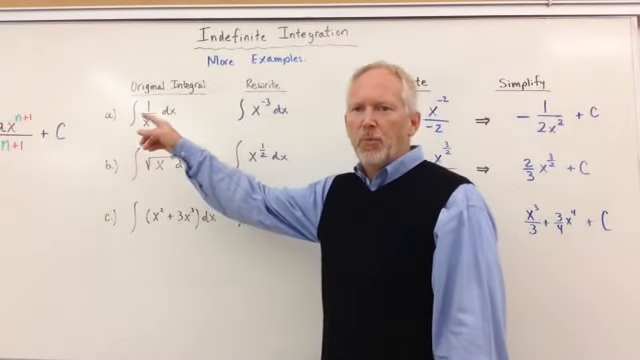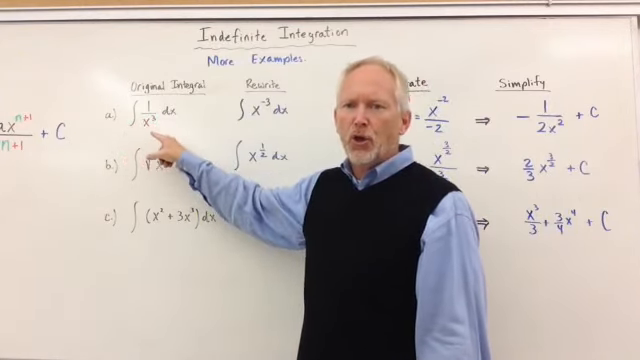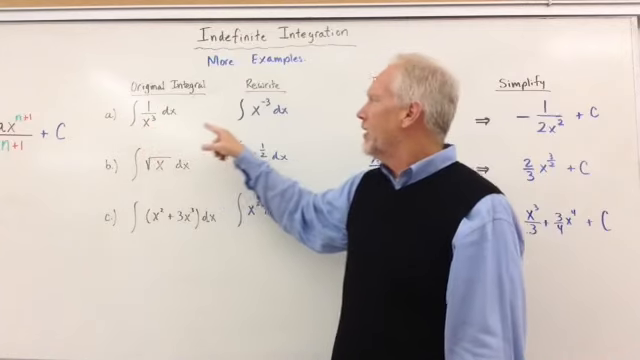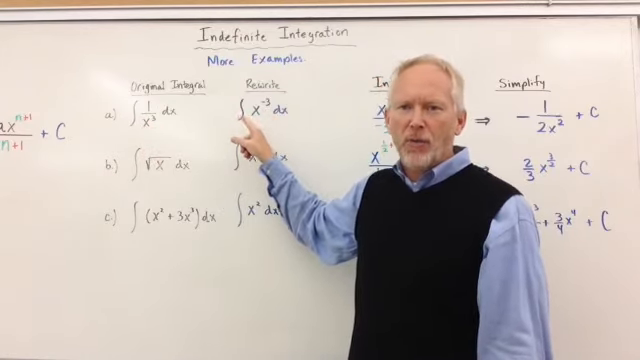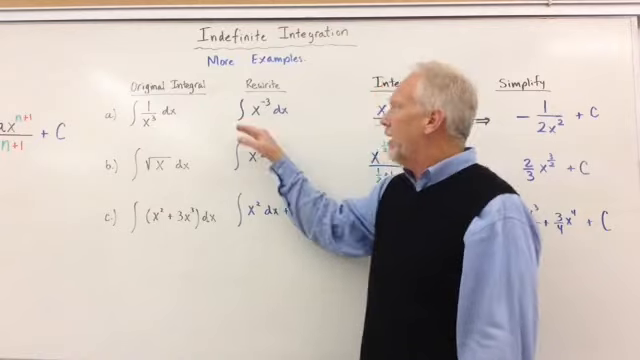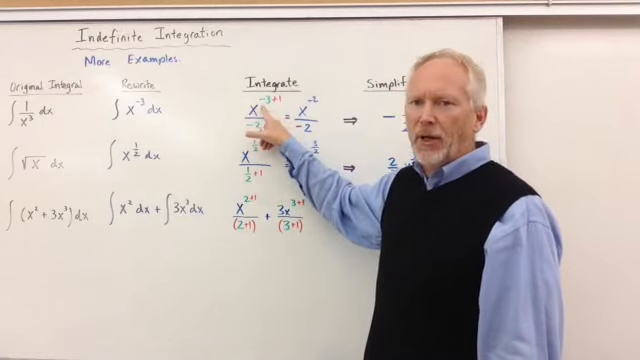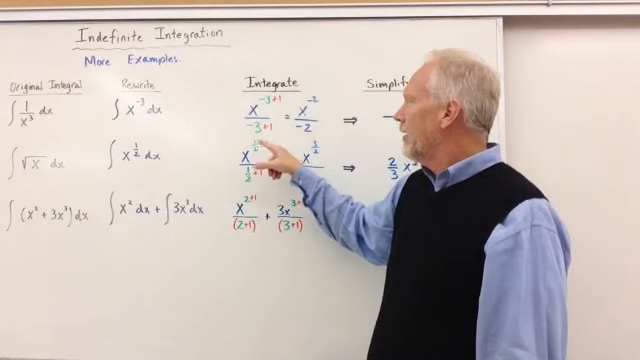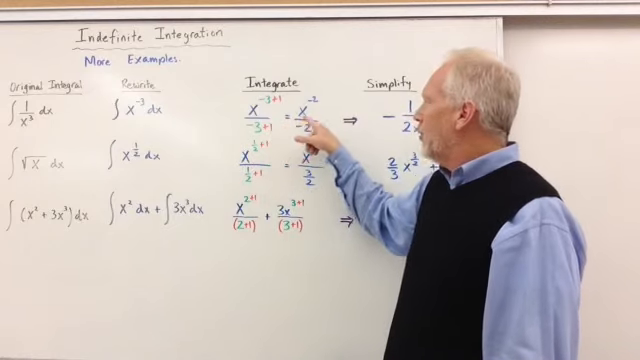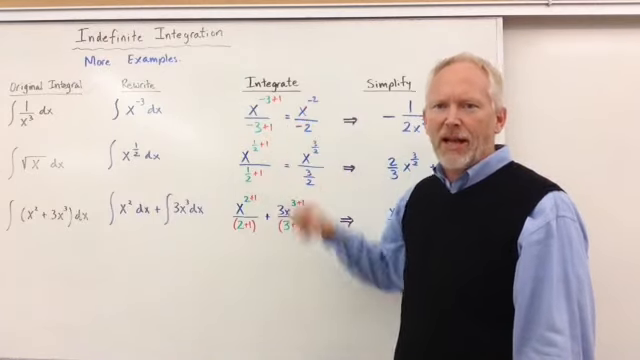All right, so in part A, our original integral is the integral of 1 over x cubed dx. We can rewrite 1 over x cubed as x to the negative third power, right? We can always rewrite exponents with either positive or negative exponents. And once we do that, then we can start to integrate. So we have x to the negative 3 plus 1 divided by negative 3 plus 1. We can simplify that a little bit before we make our final answer, and that will be x to the negative 2 power over negative 2. Negative 3 plus 1 is negative 2.